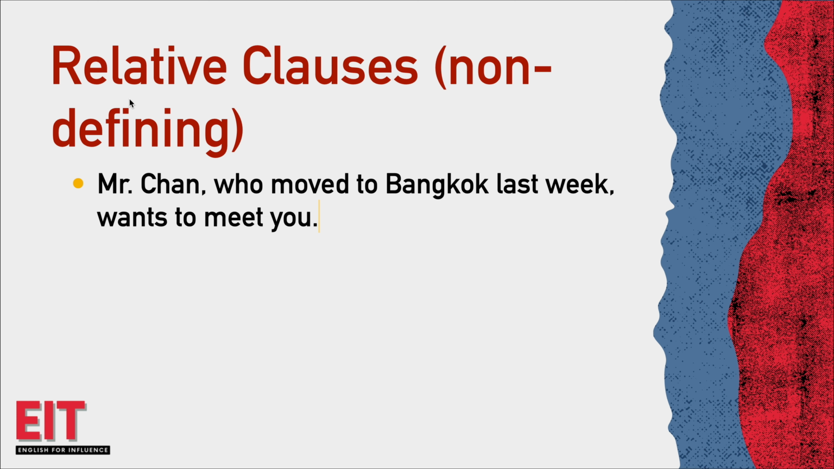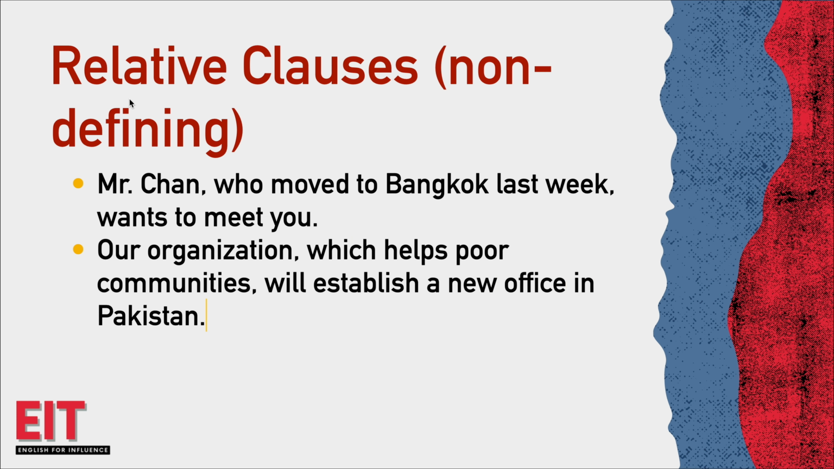The same with the second one, our organization. My readers know what organization I'm talking about. Our organization. Not their organization. Not your organization, you get the idea. So, I don't need to define it. I just gave extra information about our organization, which helps poor communities. And again, notice the commas.